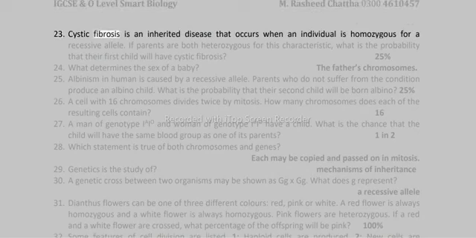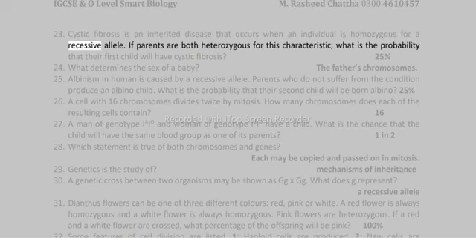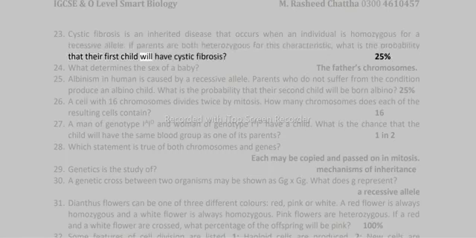23. Cystic fibrosis is an inherited disease that occurs when an individual is homozygous for a recessive allele. If parents are both heterozygous for this characteristic, what is the probability that their first child will have cystic fibrosis? 25%. 24. What determines the sex of a baby?